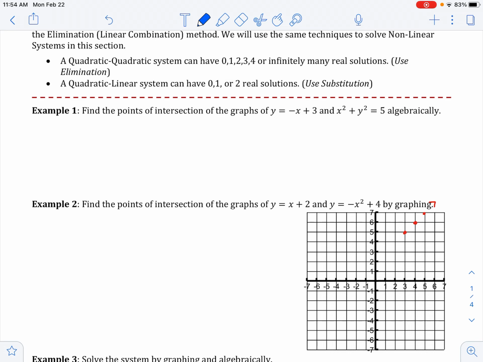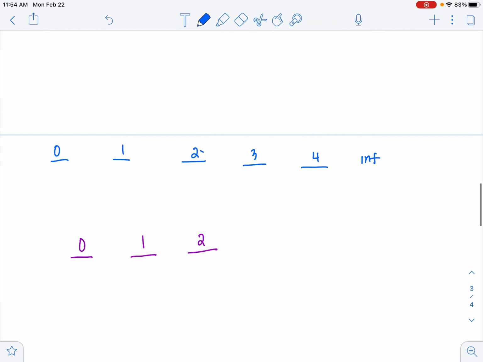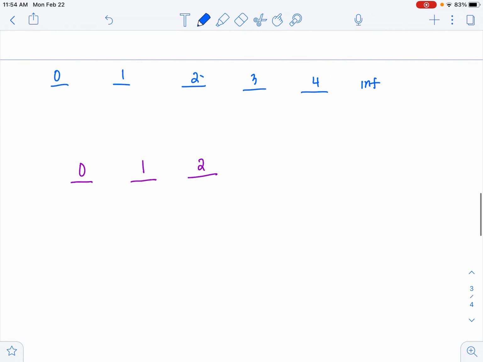Now when you have a quadratic and a quadratic, it's either going to have 0, 1, 2, 3, 4, or infinitely many solutions, and you're going to use substitution or elimination for that. And if it is a quadratic and a linear system, then it's going to have 0, 1, or 2 solutions, and you're going to use substitution. So let me explain that really quickly down here, and then we'll get into the actual notes.